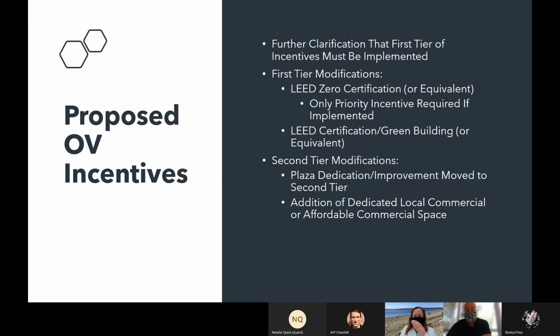In terms of the second tier incentives, we moved the plaza dedication improvements down to the second tier. And we also added language for dedicated local commercial or affordable commercial space.